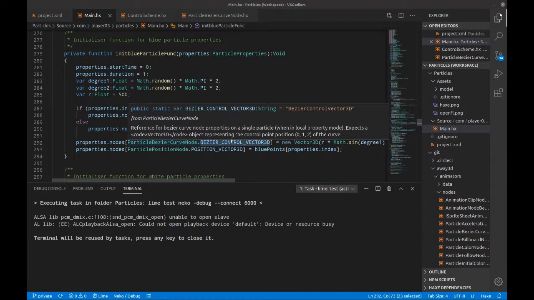Reference for representing the control point position of the curve. It's a curve with a single control point, so it must be this. Okay.